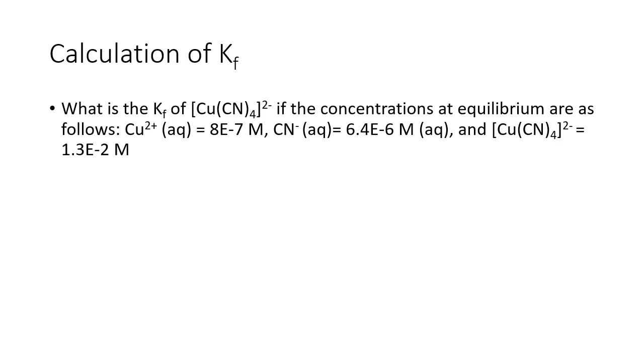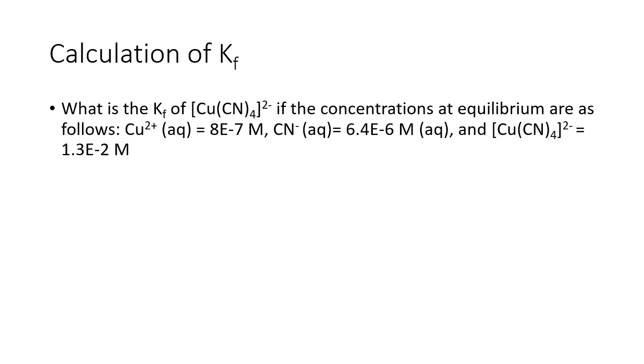All right, so this is a reminder of simple calculations you can do with equilibrium constants. So we're going to calculate Kf from a bunch of molarities. What is the Kf of copper to cyanide if concentrations at equilibrium are as follows? Copper 2 plus is 8 times 10 to the negative 7th molar. Cyanide is 6.4 times 10 to the negative 6th molar. And copper cyanide is 1.3 times 10 to the negative 2nd molar.